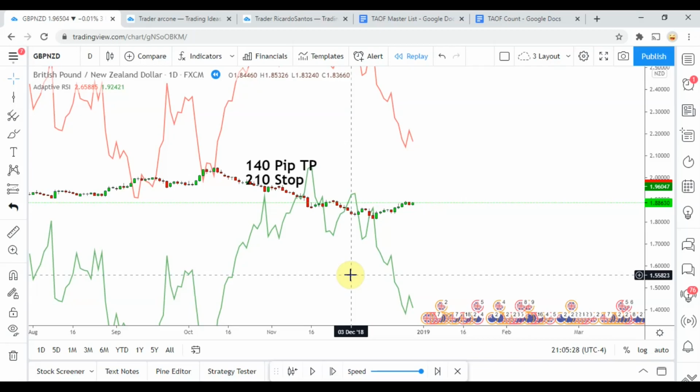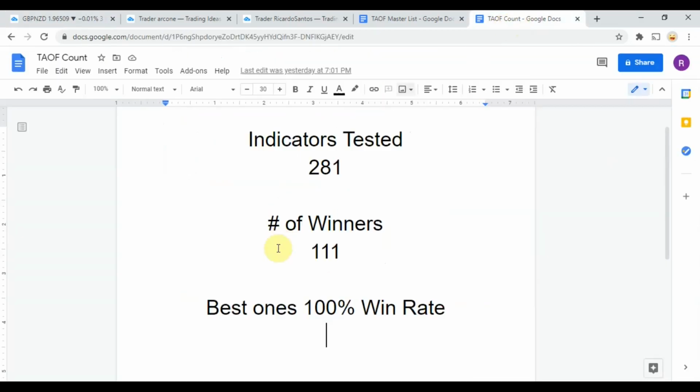Alright, as I said, today we will be testing the adaptive RSI. Before we do though, I wanted to put the indicator scoreboard up for everyone to see. So to date, we have tested 281 indicators, and out of those 281 indicators, 111 of them have been winners, which means that they have met or exceeded the 60% win-loss ratio threshold that we have set for them. The best ones so far were able to achieve a 100% win rate.